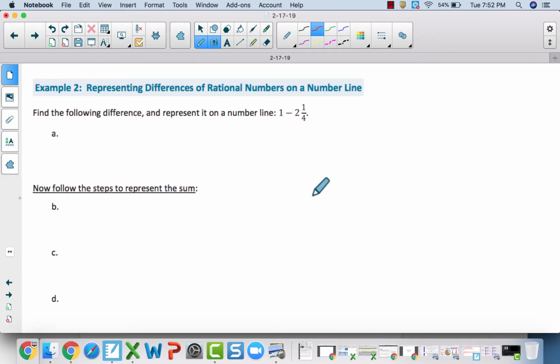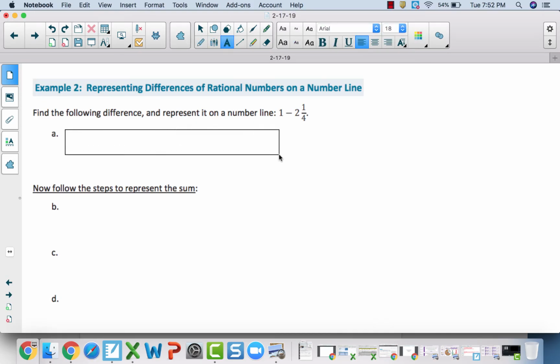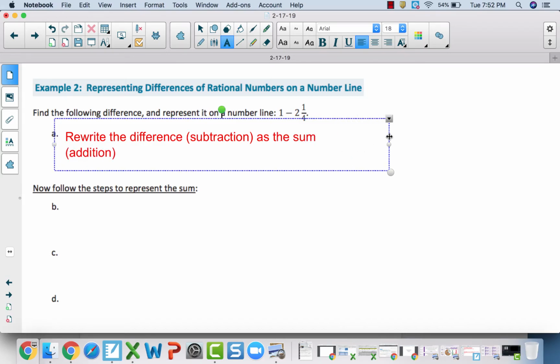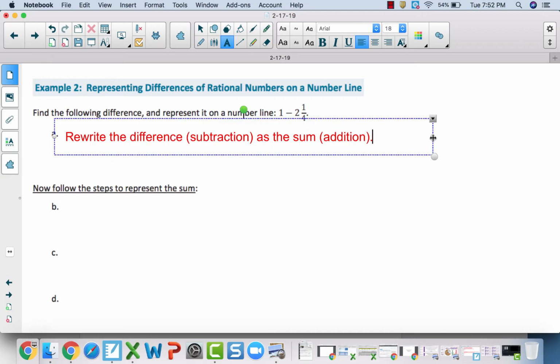Example number 2 has us representing differences of rational numbers. So now we're looking at subtraction. Anytime you are subtracting with negatives, or really in general heading forward because your math skills are going to get more challenging, problems are going to get more challenging, the first step I always do, whether I actually write it down or I think it, is I rewrite the difference or subtraction as the sum, addition. So I always switch my subtraction problem into an addition problem.